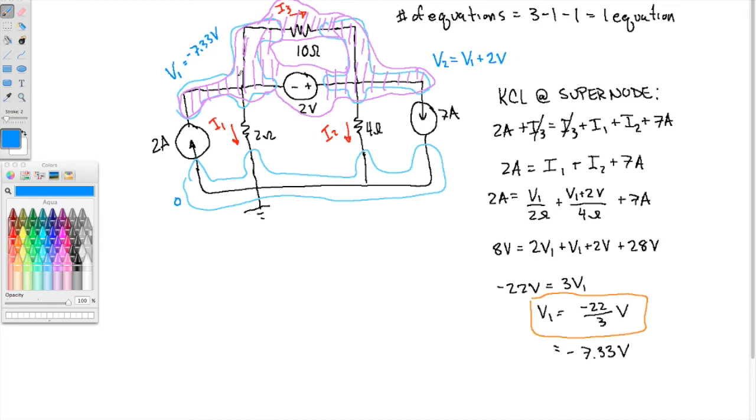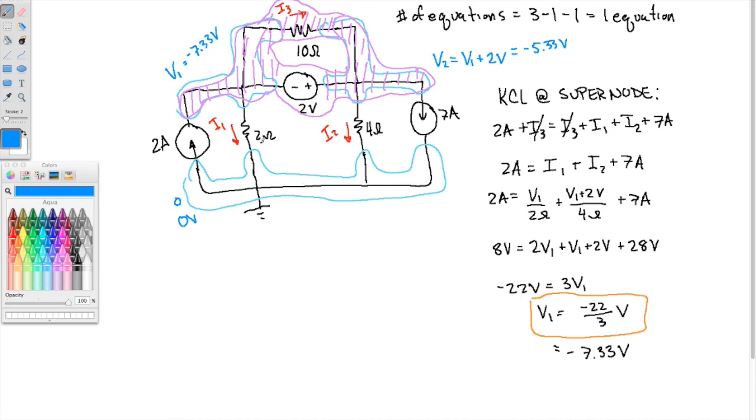All that means is that this node is lower than our ground, so we should have chosen this to be ground. Now the 2 volts separates this node and this node, so V2 is 2 volts higher. So this is negative 5.33 volts. Okay, and this is 0 volts down here. So we've got all of the node voltages.